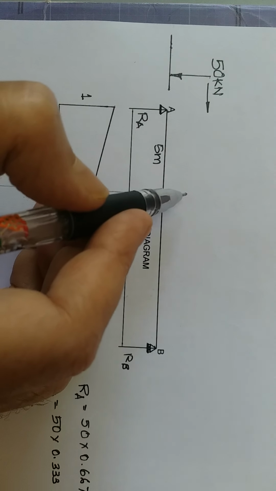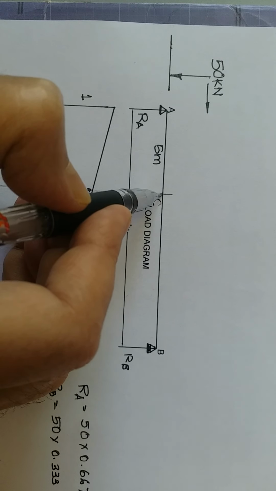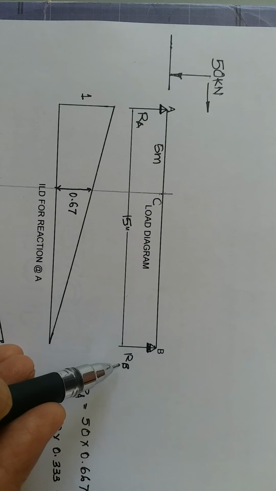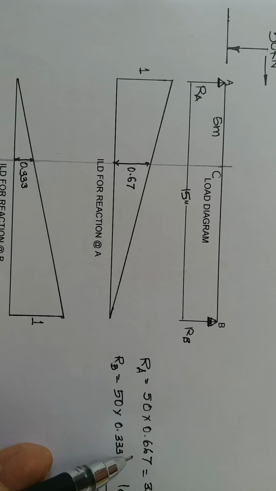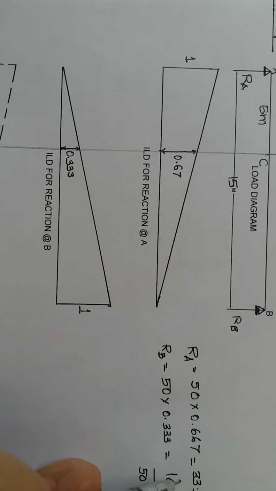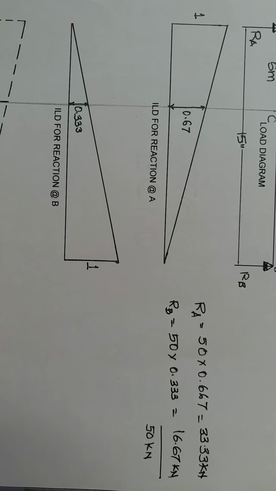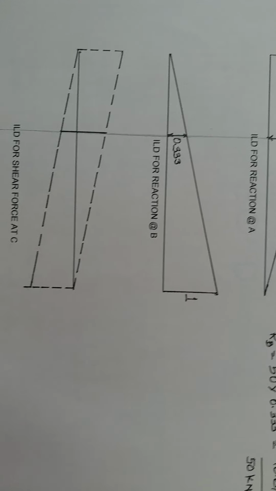Otherwise, what you used to do is place the 50 kilonewton load, then by taking moment at A and B, we used to calculate reactions at A and B. Even if you calculate like that, you will get the same answer. You can check the answers by those methods. Okay, then let us calculate shear force.